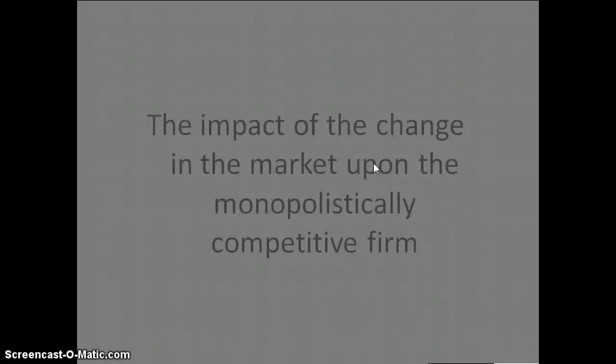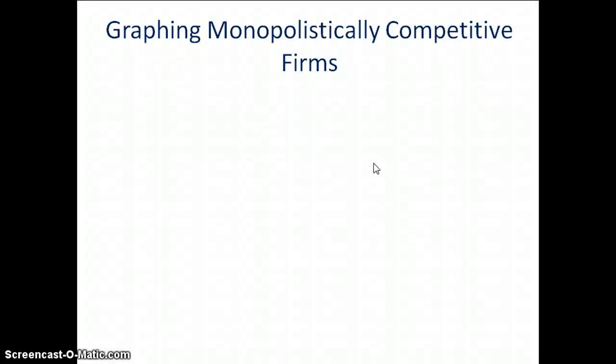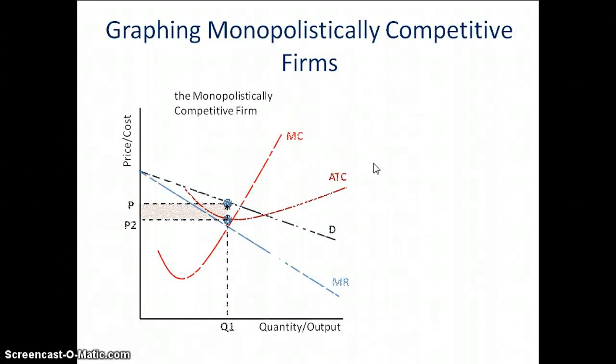Now, what we have to do next is figure out, given that increased amount of industry output and the decreased price, what kind of impact this change is going to have on our firm. So we're going to go back and revisit our firm that is earning an economic profit. There we go. The same picture as was in the previous slide.